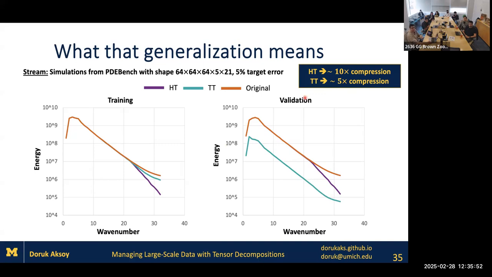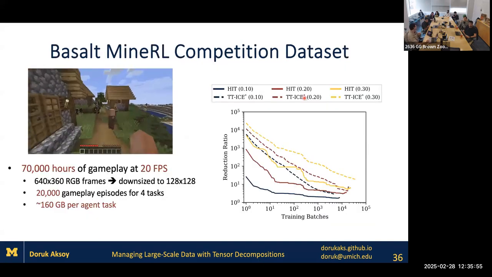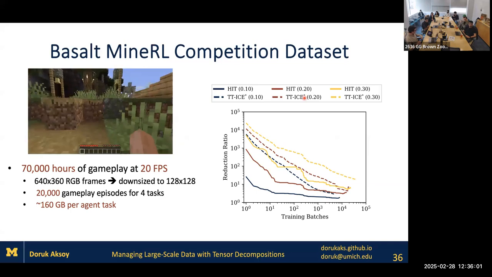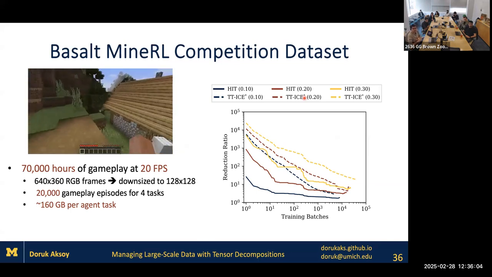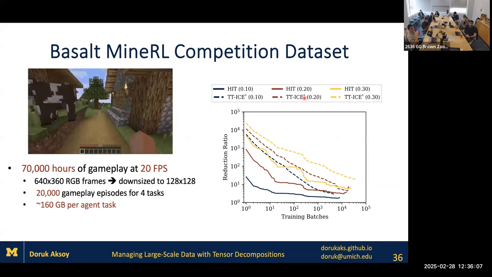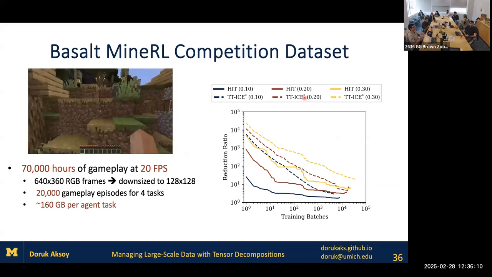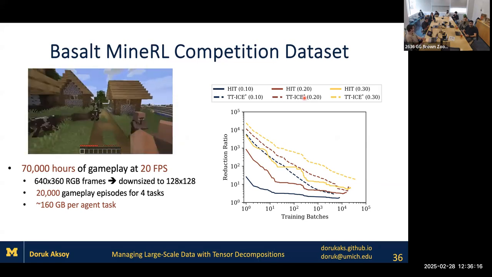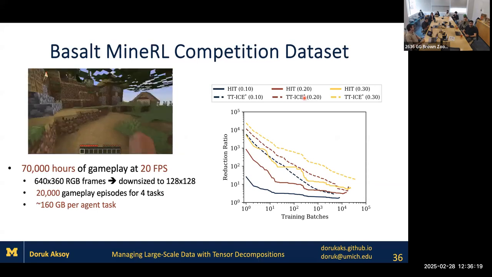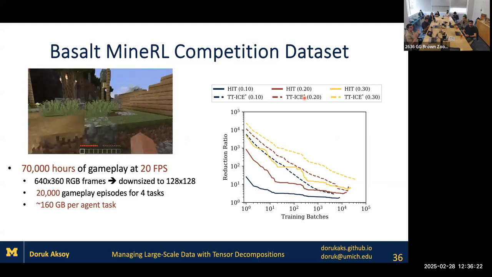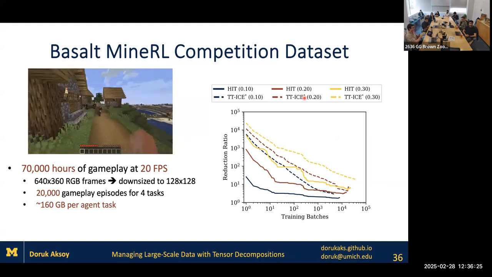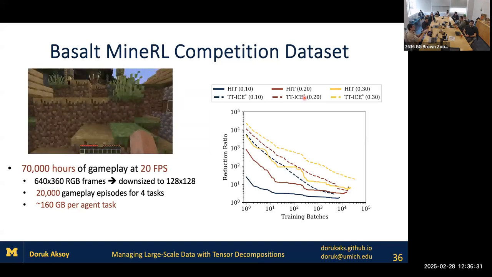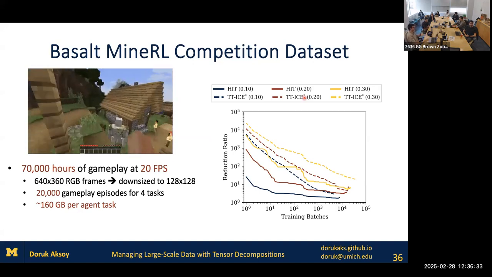Good. I talked about Minecraft, so here's some Minecraft. Just a quick refresher on what the Minecraft dataset was. As I said, it's 70,000 hours of gameplay at 20 FPS on a 360p frame. We are also downsizing, similar to OpenAI, everything down to 128 by 128, because if they're allowed to do it, why shouldn't we? And we have roughly 20,000 gameplay episodes for 4 distinct tasks. But here we were just focusing on one task, where the agent was supposed to find a cave, enter it, and terminate the gameplay.